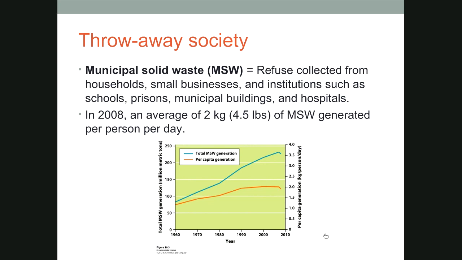In 2008, an average of about 4.5 pounds of MSW was generated per person per day. So if you took all of the waste you generated in one day and weighed it at the end of the day, the average person's waste would weigh about 4.5 pounds.